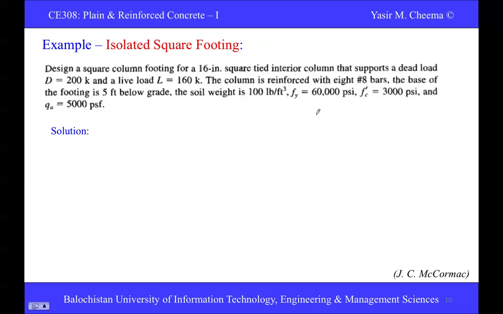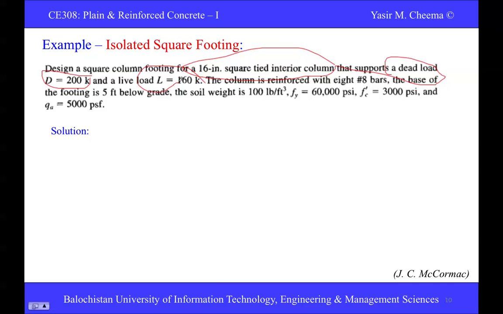Now here is the example for the isolated square footing. Design a square column footing for a 16-inch square tied interior column that supports a dead load. The dead load mentioned is 200 K, and the live load is 160 K.